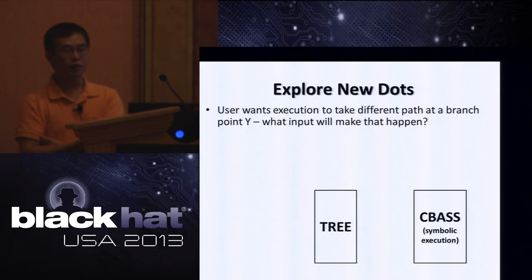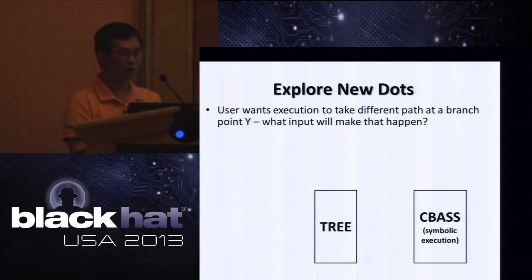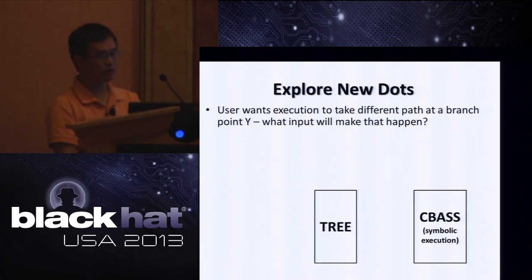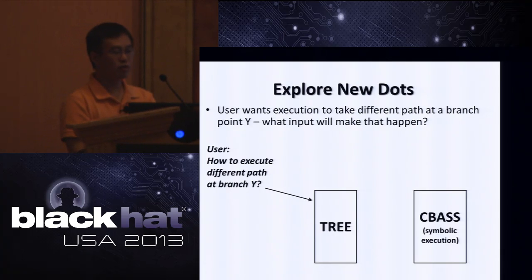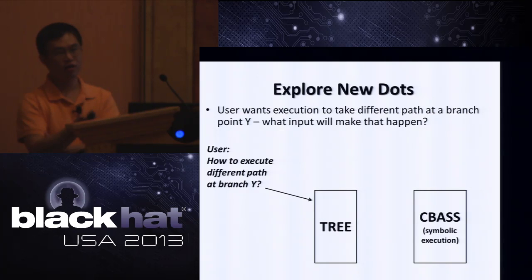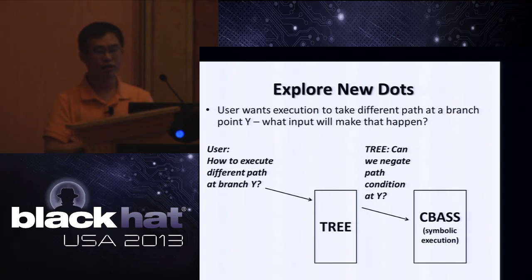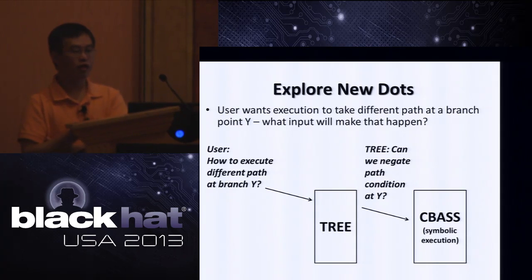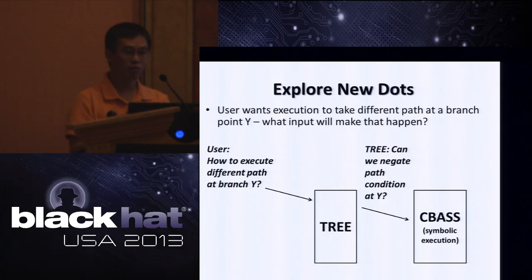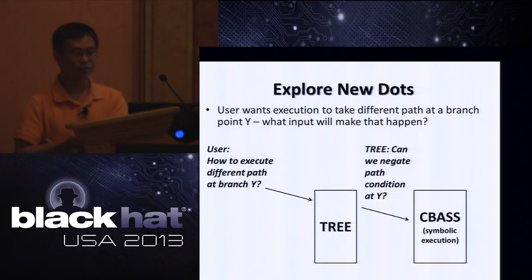So Tree and CBASS together can help you answer the question. At a high level, the user clicks a button in the Tree GUI to say, how can I execute a different path at this particular branch point? Tree will rephrase the question and send it to CBASS. Basically, it's saying, can we negate this path condition? Last time it was false, so we took the false branch. Can we take the true branch this time?